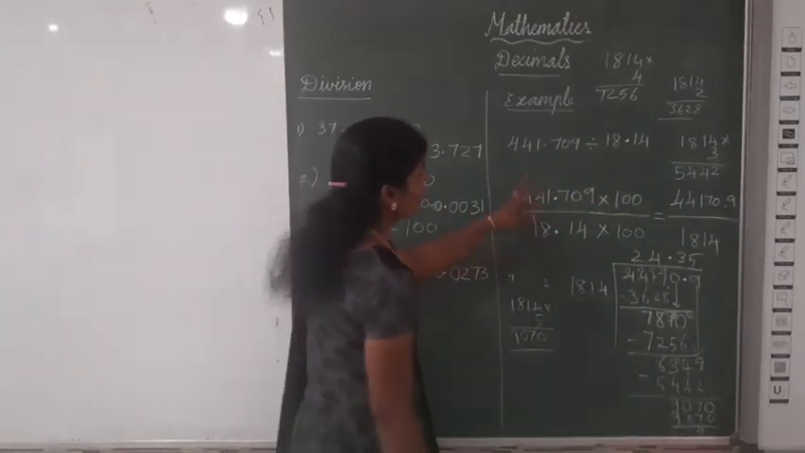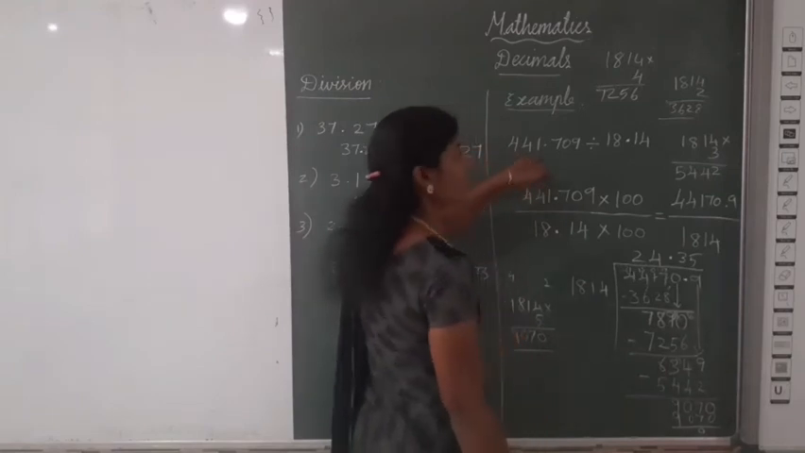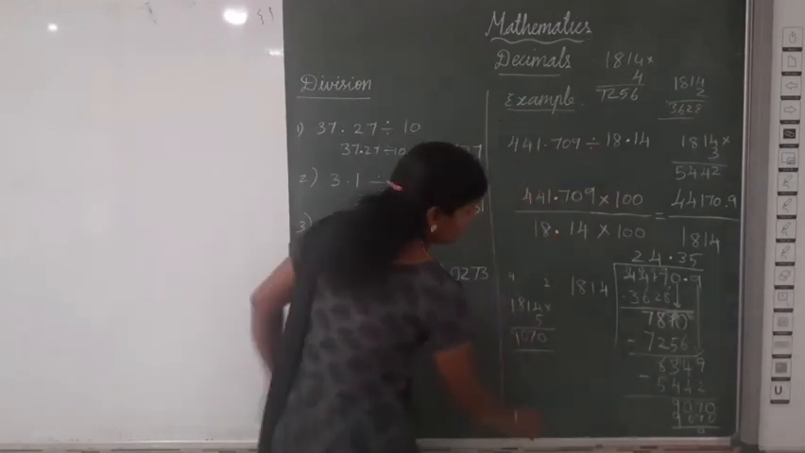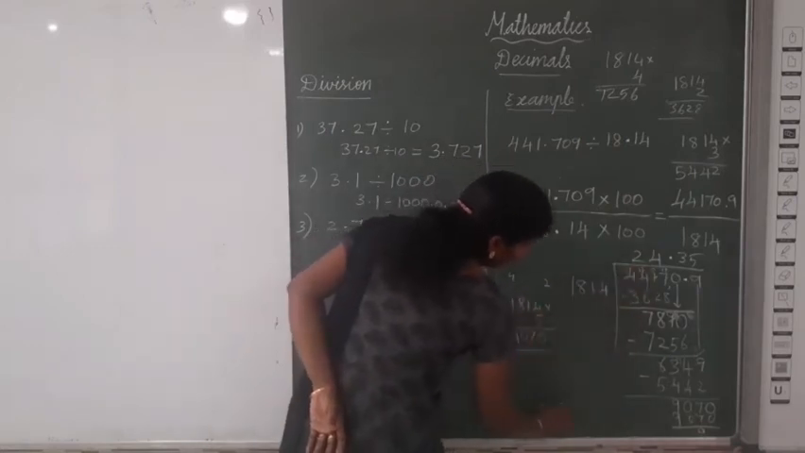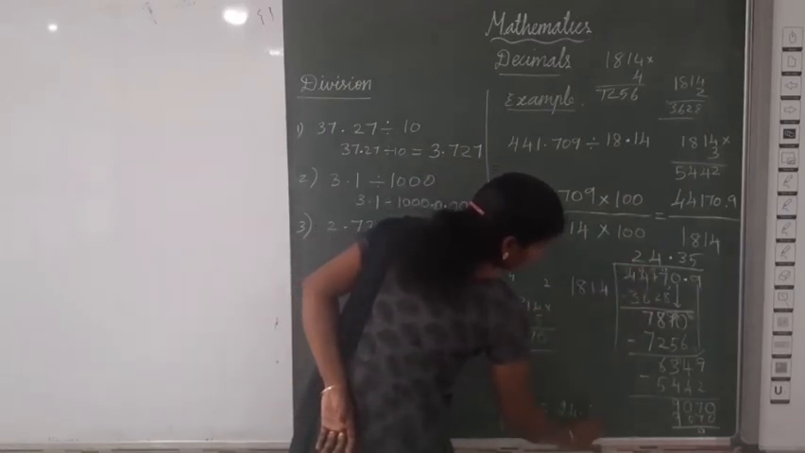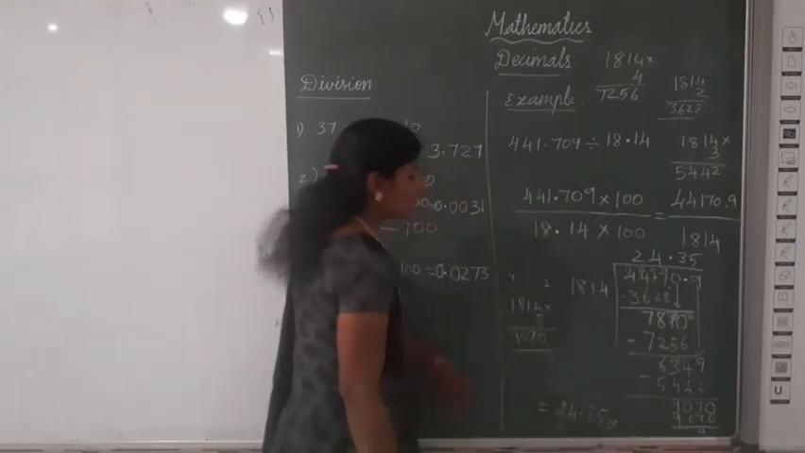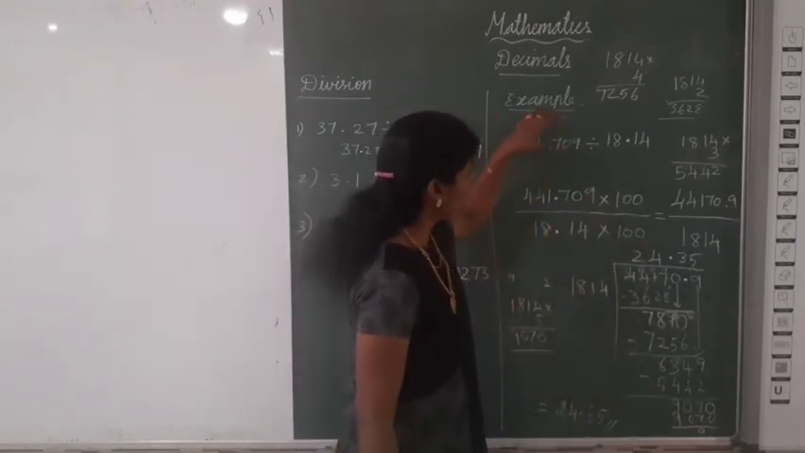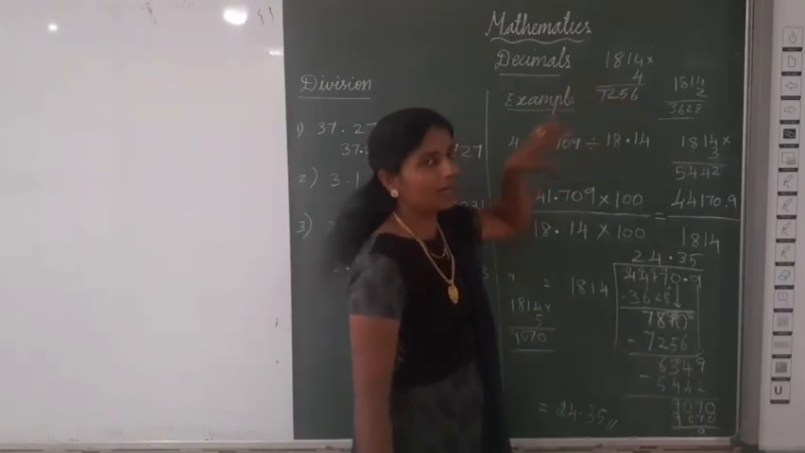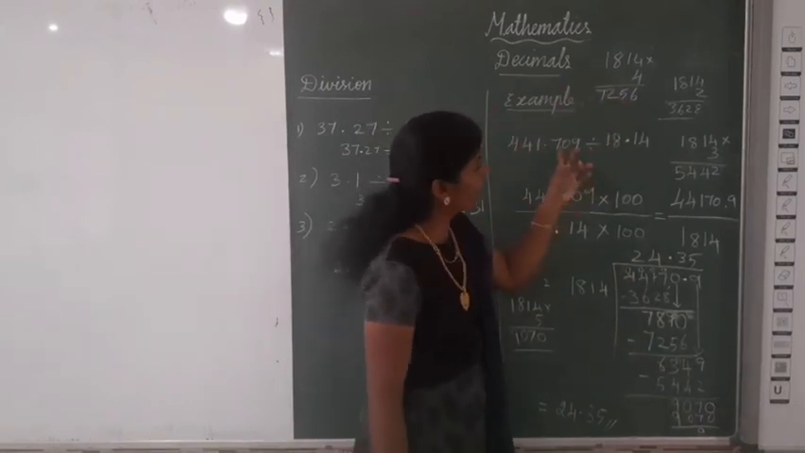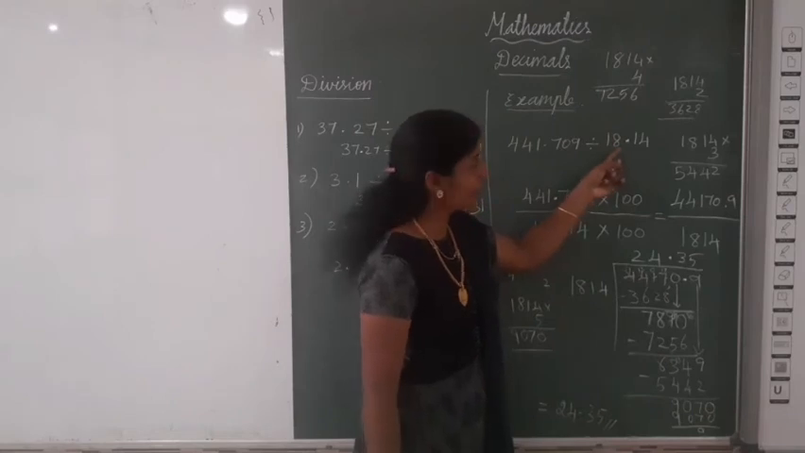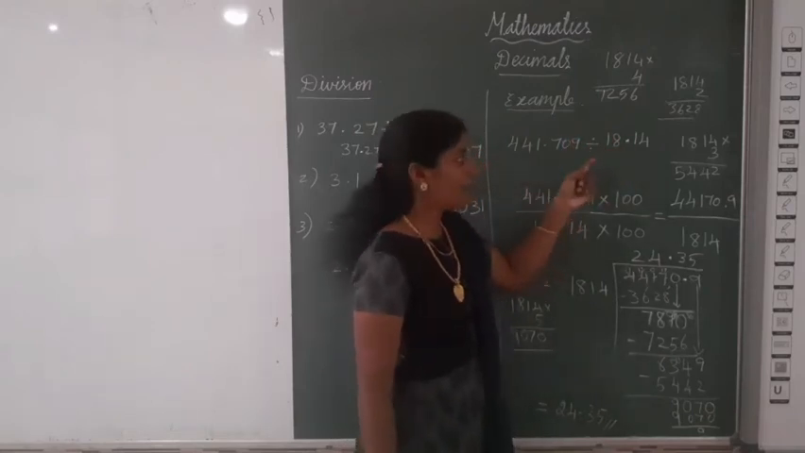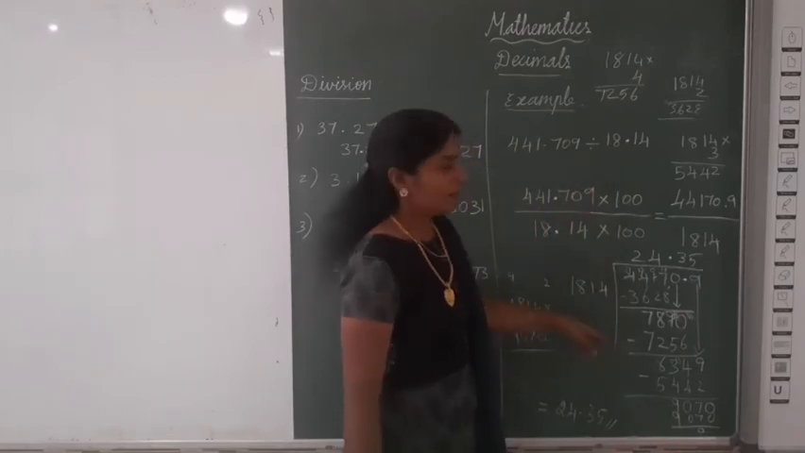Okay. So what's the answer? 441.709 divided by 18.14 is equal to, what's the answer? 24.35 is the answer. Okay. 24.35. Are you clear? Any one decimal number divided by another one decimal number means first we want to make the divisor a whole number. Okay, make the divisor a whole number. After that we can divide it. Okay.